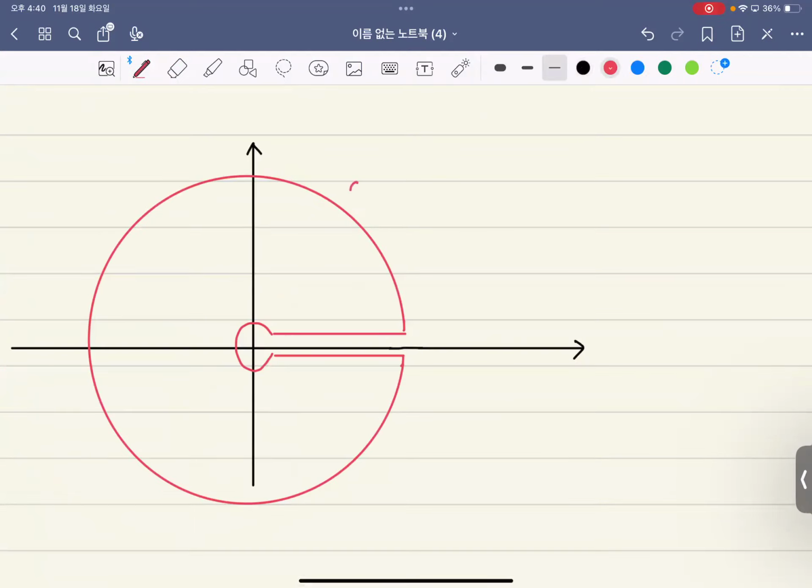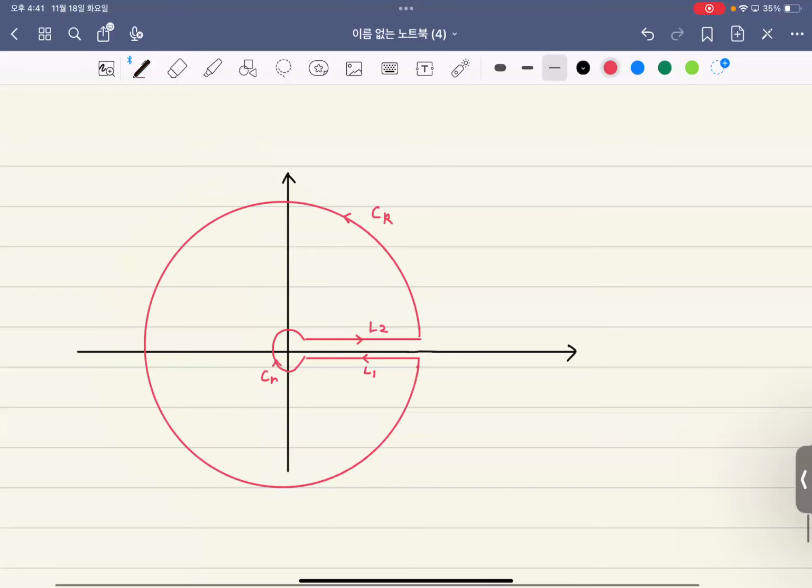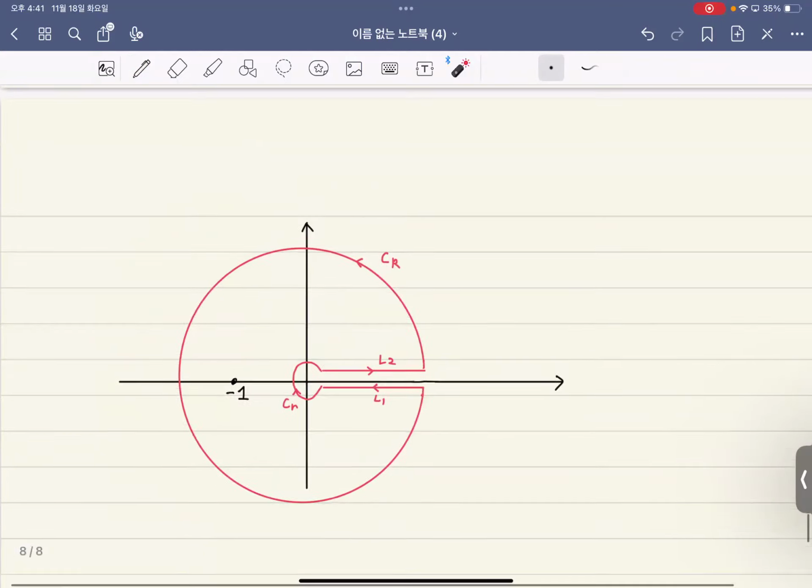So this larger circle is CR, and I go here, and this is L1. This is C small r, and this is L2. So this is my closed curve, and this is where my singularity is. Okay, so what you're supposed to do is this: you evaluate.